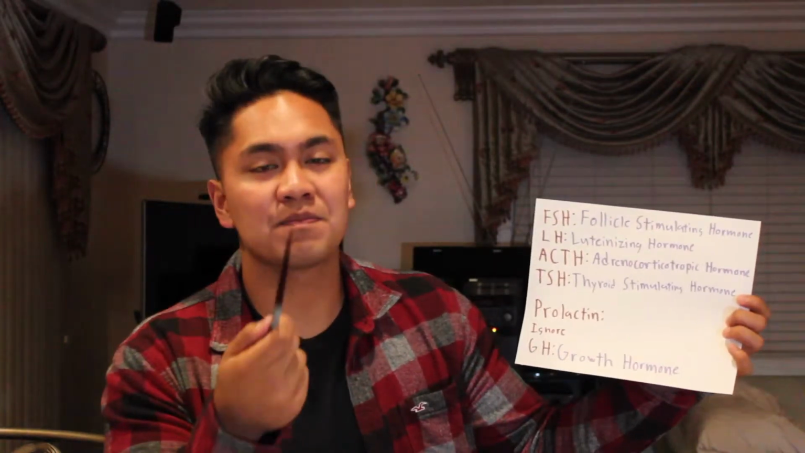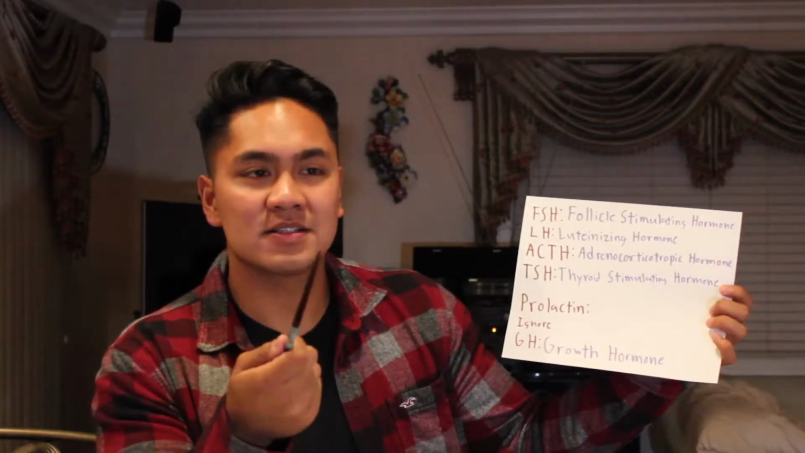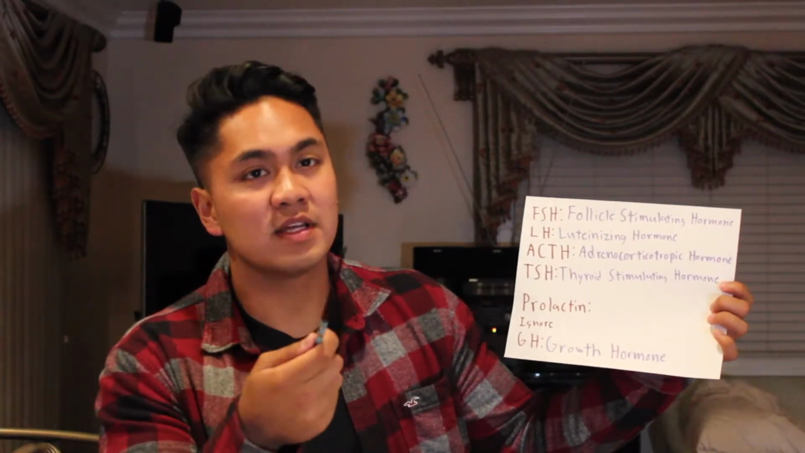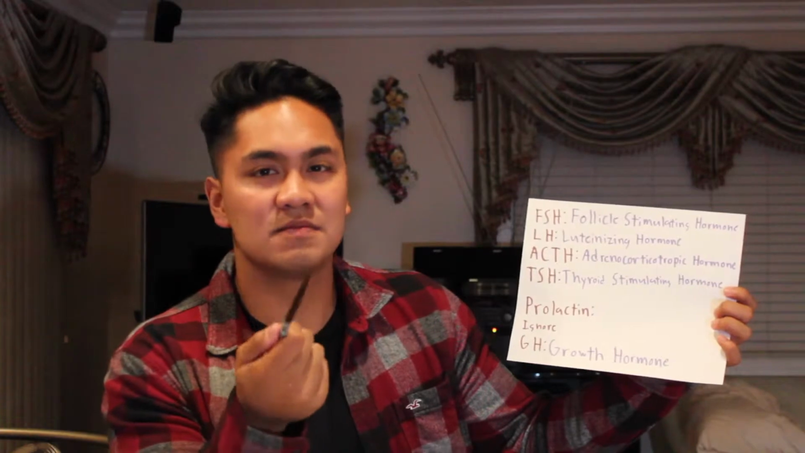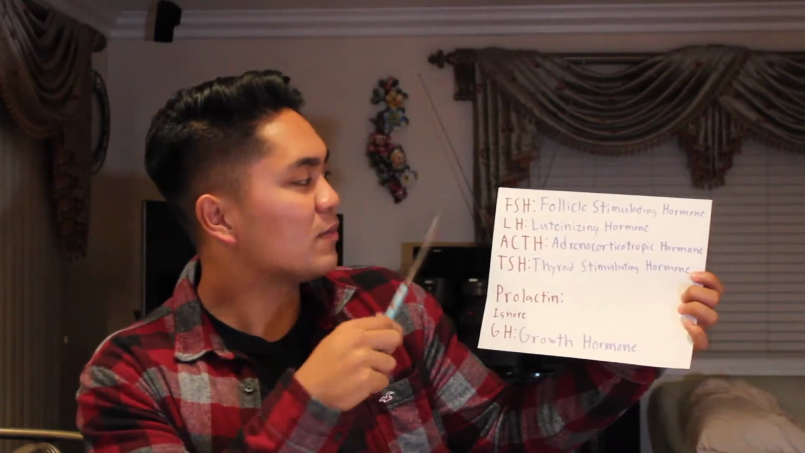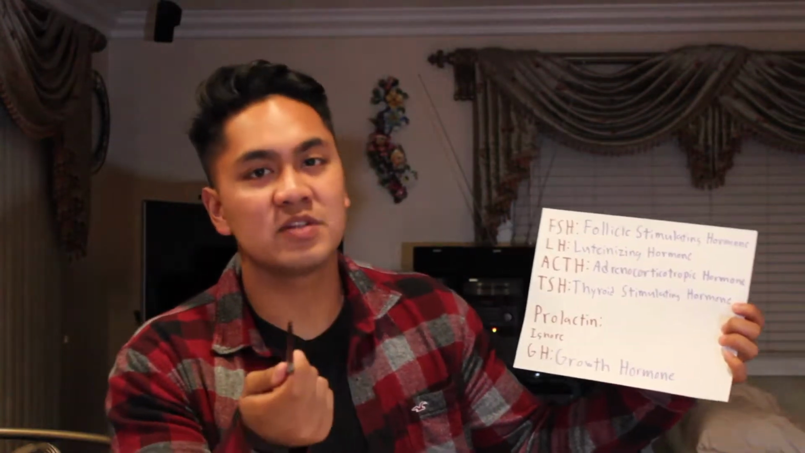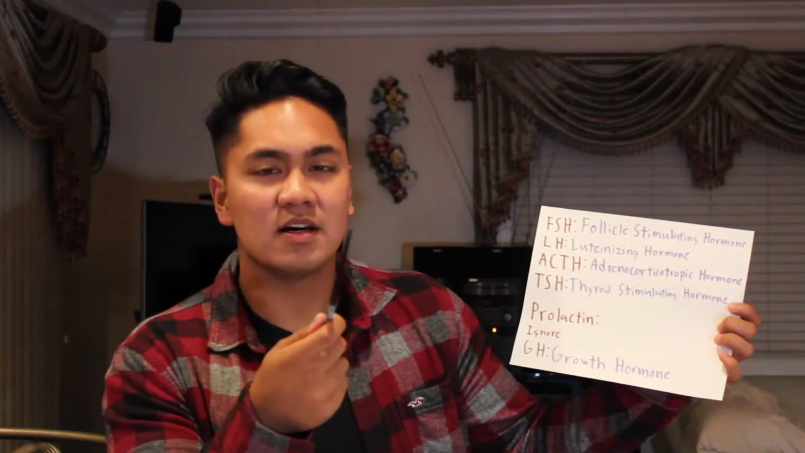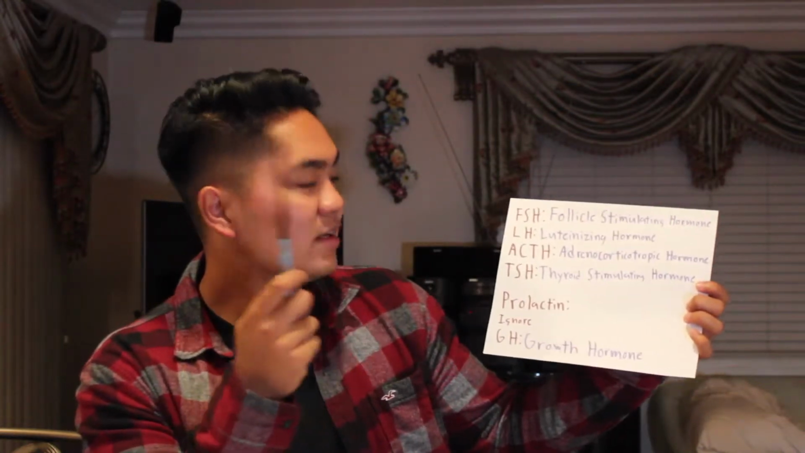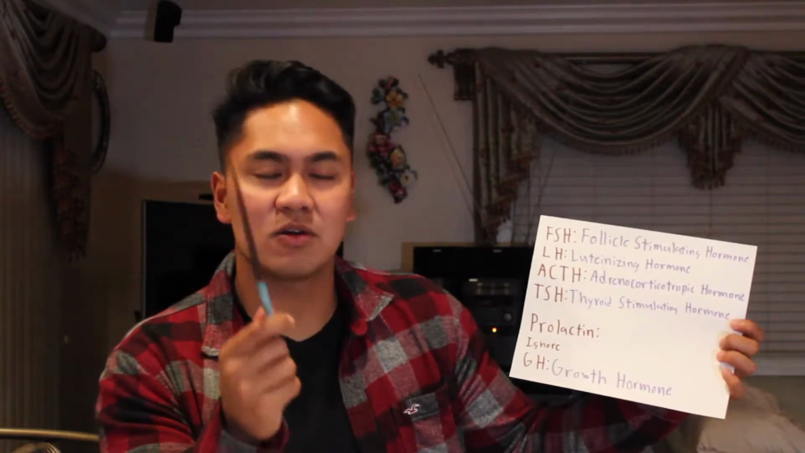If you remember your reproductive system for females, follicle stimulating hormone allows for follicle growth within the ovaries. And then we have LH, luteinizing hormone. Luteinizing hormone is also part of the female reproductive system, which allows for ovulation of the female egg. And ACTH is adrenocorticotropic hormone, which basically regulates your cortisol levels within your body.